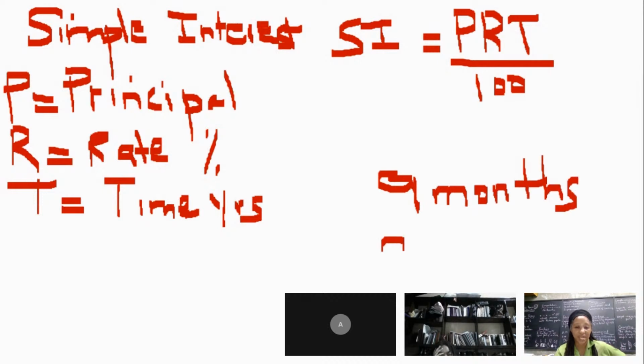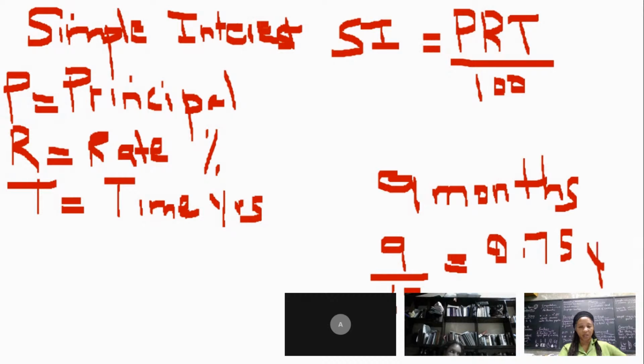So you'd have to put the 9 over 12 as a fraction, that cancels to what? 3 into 9, 3, 3 into 12, 4. So that's 3 quarters. You could express it as 0.75 years, right? So in the formula, if you were given time in months, you would put the principal times the rate times the 9, and then you'd put times 12 down here with the 100, because the 12 would be in the denominator. So this is important.